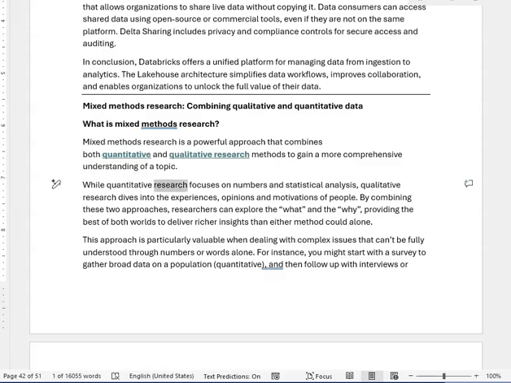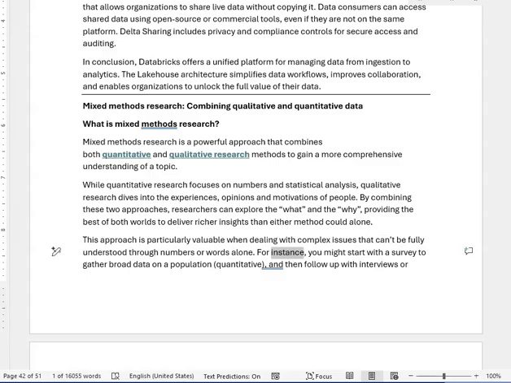While quantitative research focuses on numbers and statistical analysis, qualitative research dives into the experiences, opinions, and motivations of people. By combining these two approaches, researchers can explore the what and the why, providing the best of both worlds to deliver richer insights than either method could alone. This approach is particularly valuable when dealing with complex issues that can't be fully understood through numbers or words alone.